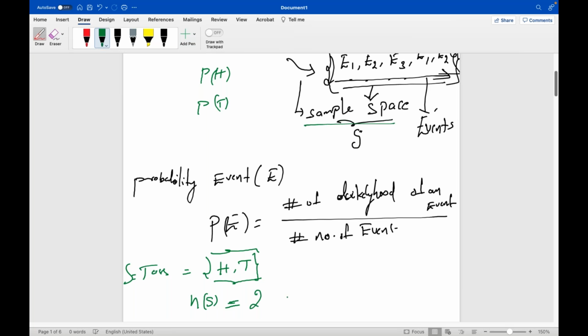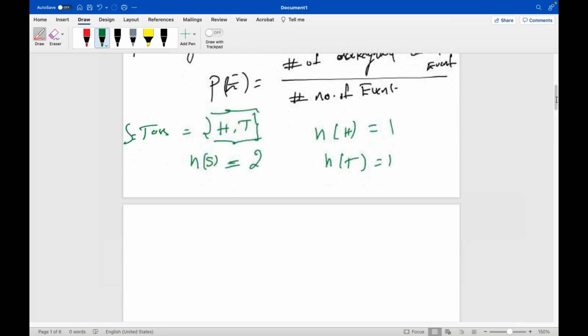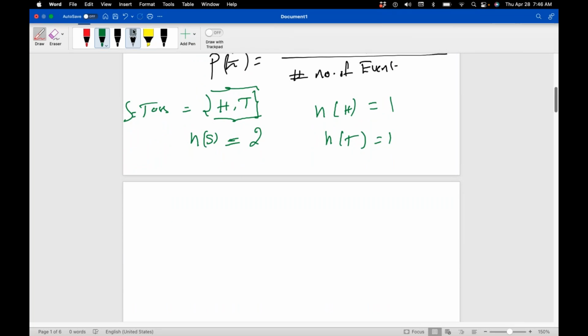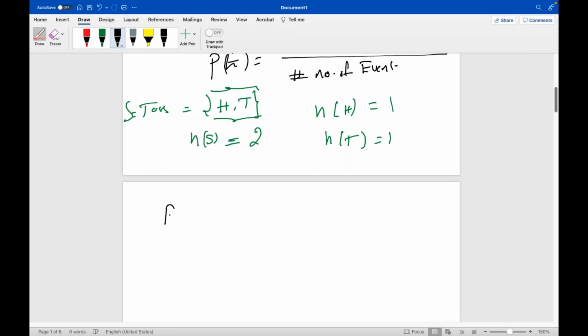Here I have 2, and the total number of heads, meaning how many times the head occurred here, is one time. The total number of tails is also 1. That means the event of head is 1, the event of tail is 1. Now I want to find the probability of the head. So the probability of the head equals the number of events where head occurred divided by the total number of possible outcomes, that means the sample space. So the number of heads is 1, and the number of possible outcomes is 2, so the probability becomes 0.5.